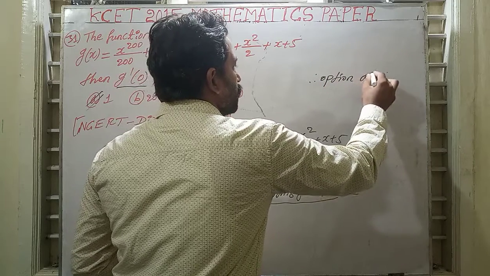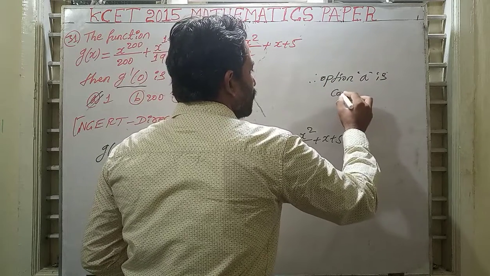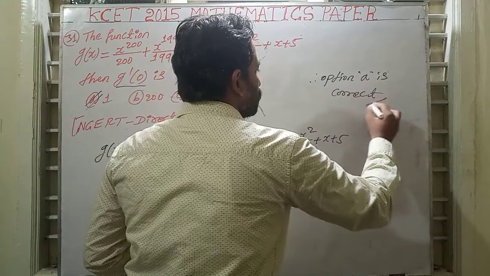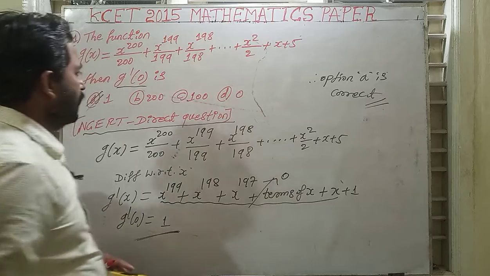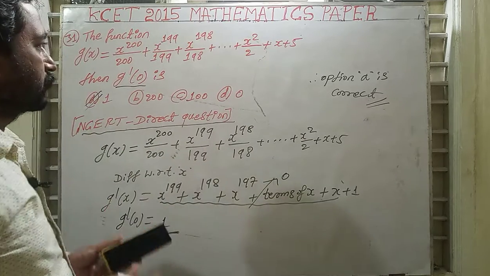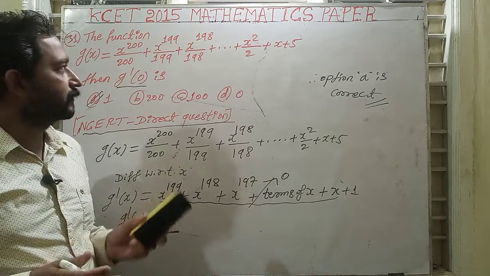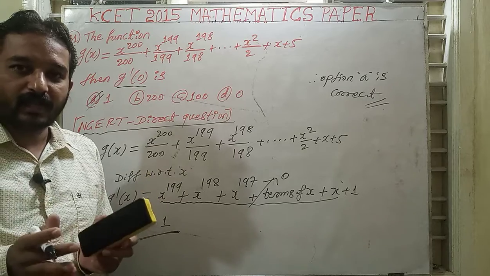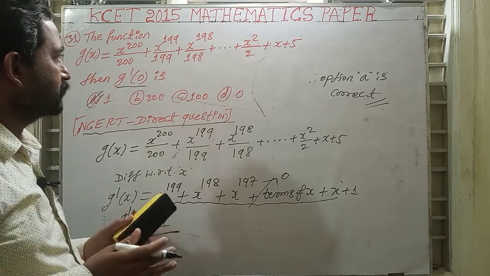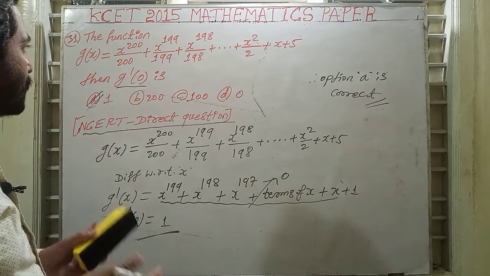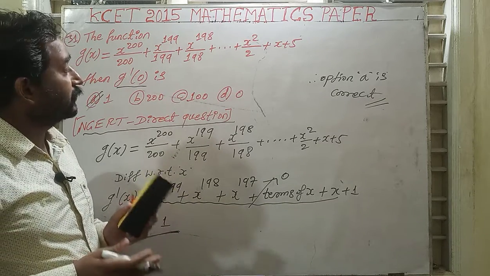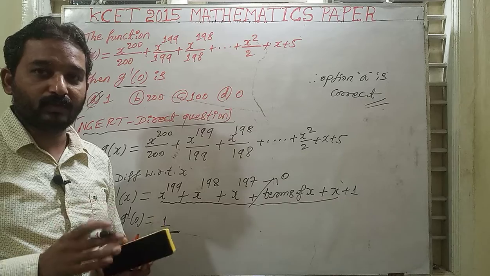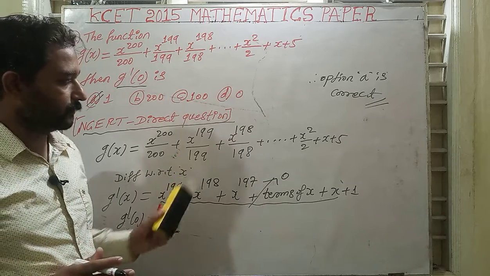Therefore option A is correct. This is an NCERT direct question. Most students solve this question because they have already solved it in the NCERT book, but it is a repeated question. The same question was asked in KCET 2014. Okay, take down.